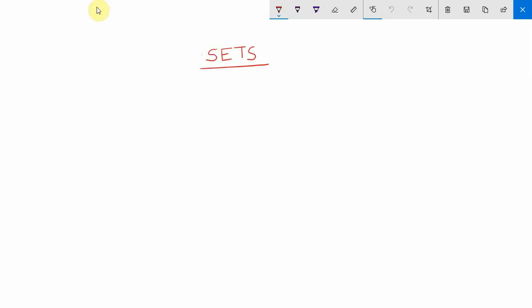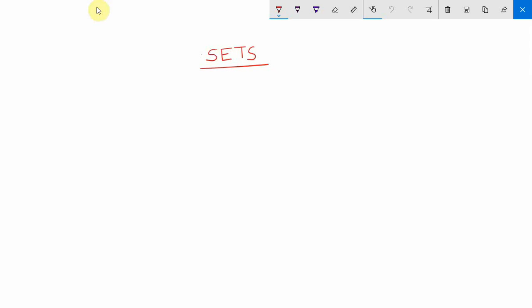Okay friends, so today we are going to discuss sets. In sets we will discuss what is a set. Then we will discuss roster form and set builder form of a set. Then we will see different types of sets. Then we will see also some problems related to sets.